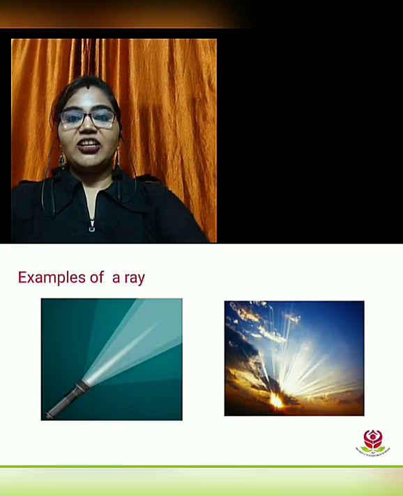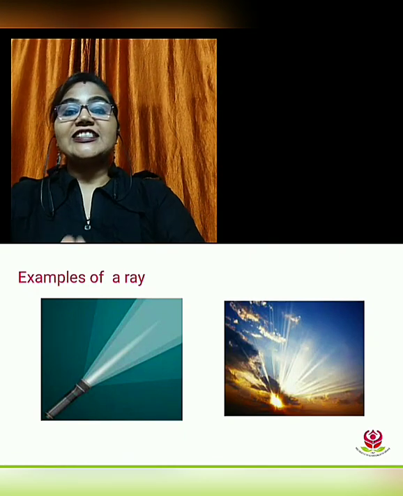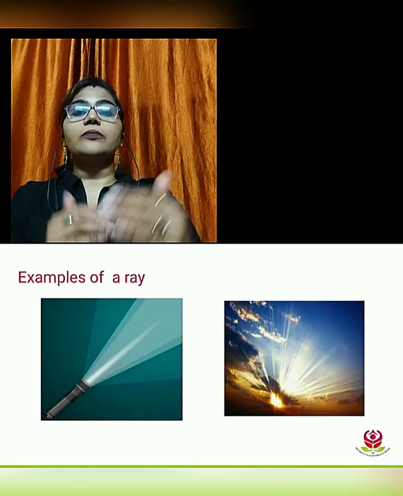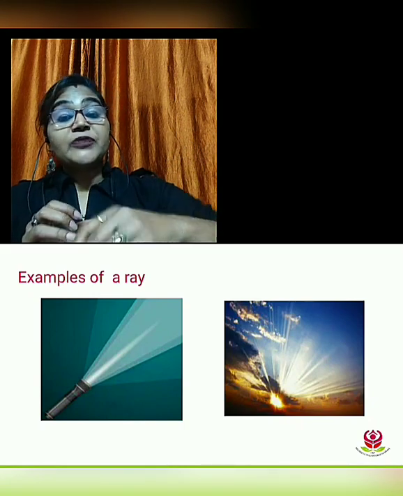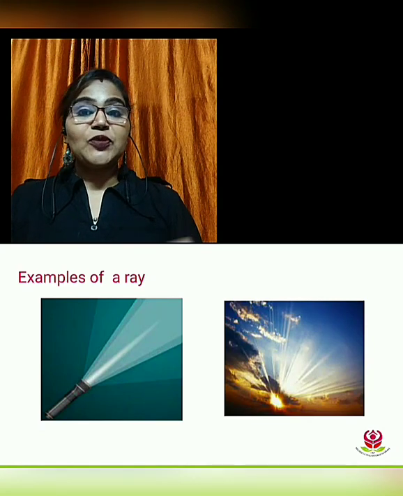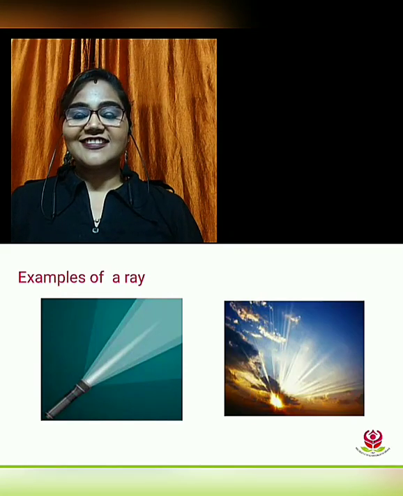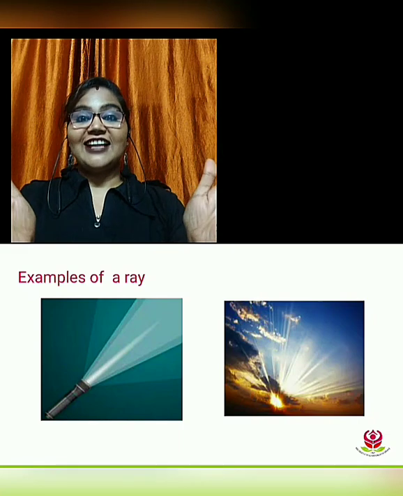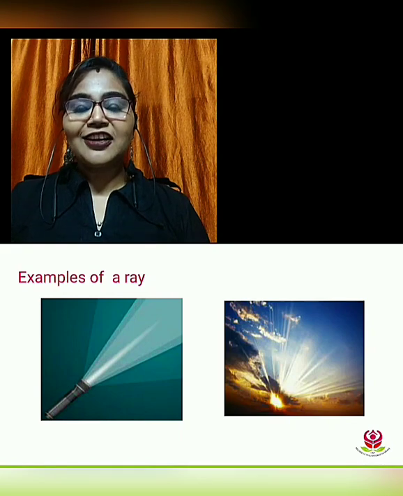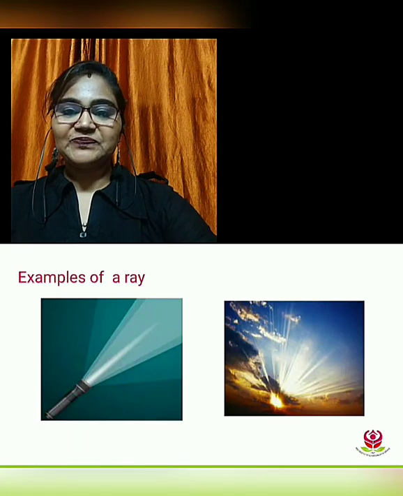Examples of ray. When we talk about examples of ray, these are very good examples. First you can see a torch light. When you put on the torch, you will see the light coming out from the torch. That is the fixed point. But till where the rays get extended, do you have any idea? No. So that's a beautiful example of ray. Same way, when you see the morning sunrise, you know from where it starts. That is a fixed point. But till where the rays of the sun are extended, do you have any idea? No. So these both are very good examples of ray.